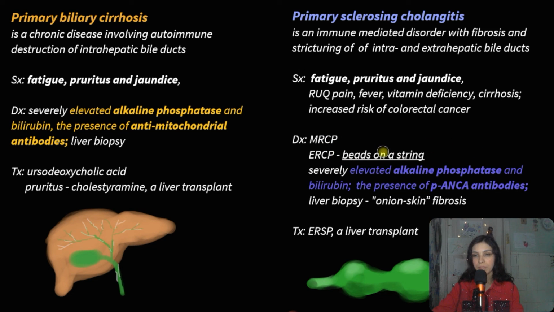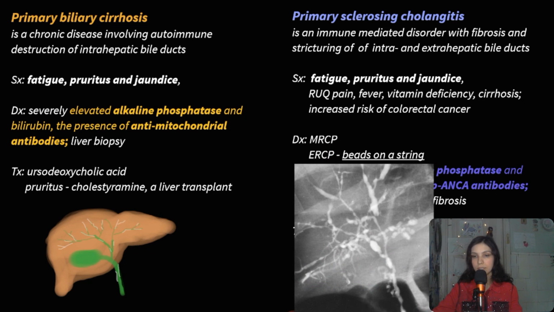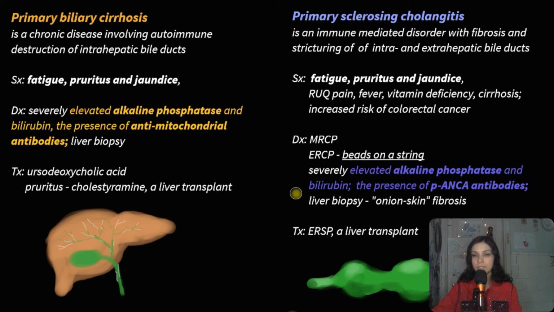sign is beads on a string. You can use MRCP or ERCP, endoscopic retrograde cholangiopancreatography, and you will see it like this. It's like beads on a string. And treatment is ERCP, or just remove the liver and replace it with a healthy one.